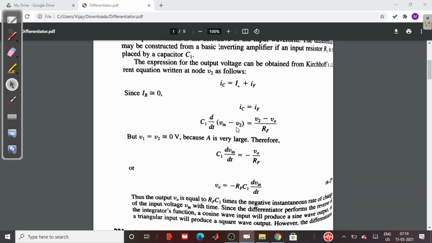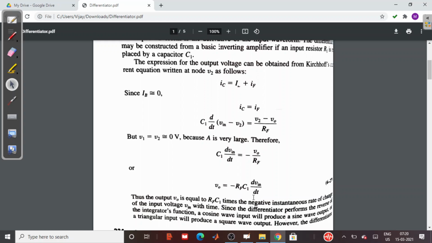But we know that V2 is very small because the gain of the amplifier A is very large. So I can say V1 is approximately equal to V2, and since V1 is at ground potential, V2 is also approximately equal to 0. So neglecting V2, I can rewrite the equation as C1 into dVin by dt equal to minus VO divided by RF. Now rearranging the terms, I want to know what is V output. To get VO, I can take this RF to the other side. So VO is equal to minus RF into C1 into dVin by dt.